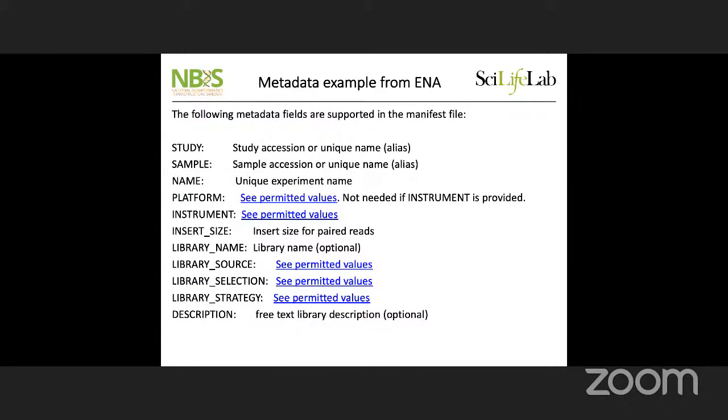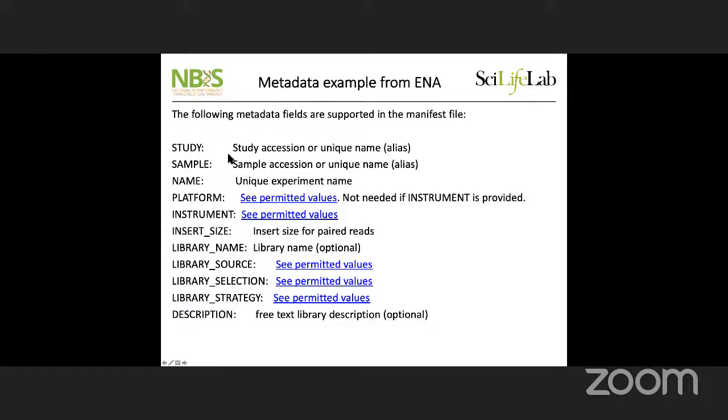metadata fields when you submit raw reads to ENA. So there are different things that you have to submit to ENA, different metadata objects or data objects. But this is just one example. So they have listed 11 fields. So what the field is called and a short description.